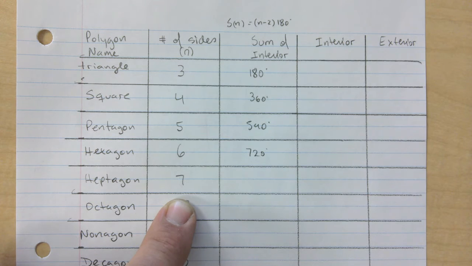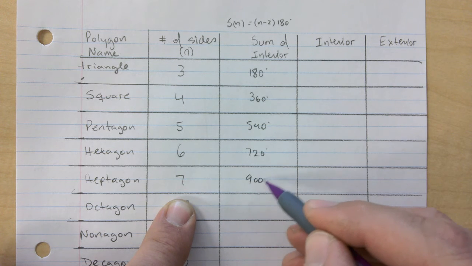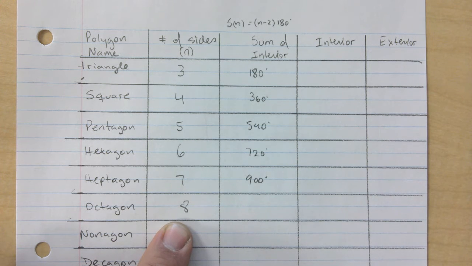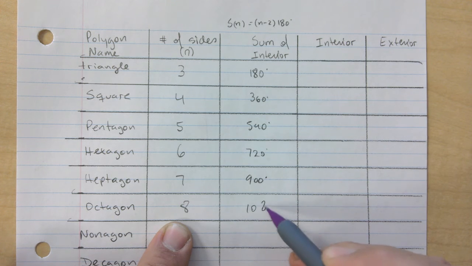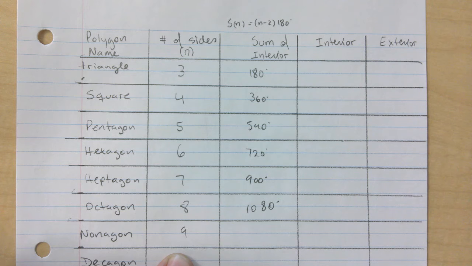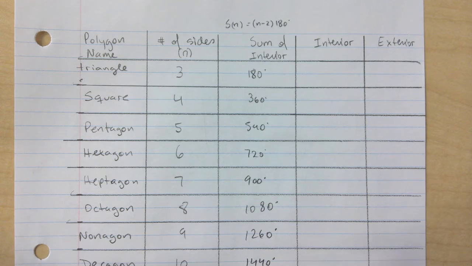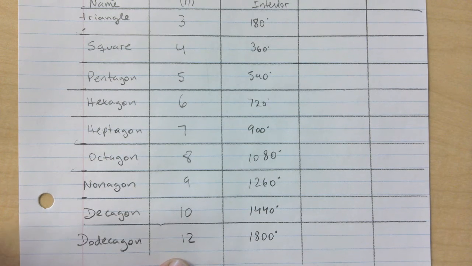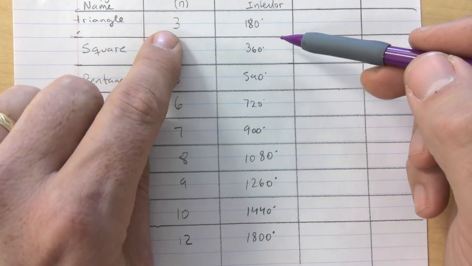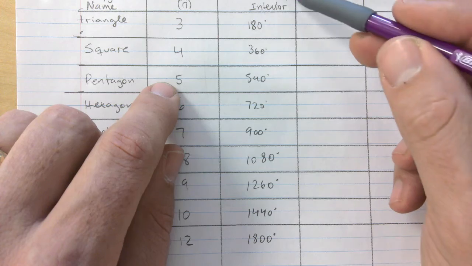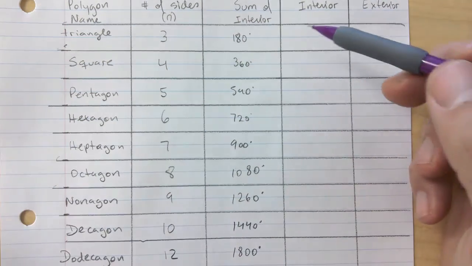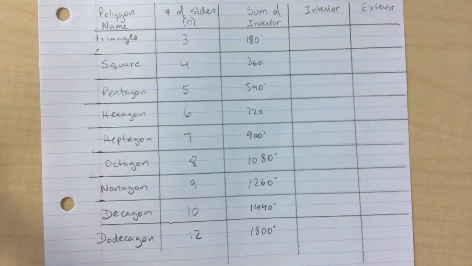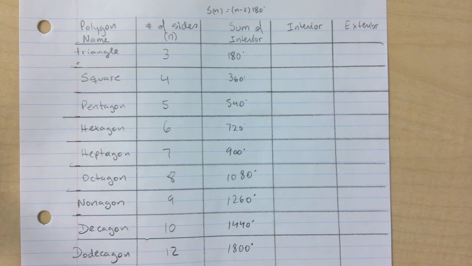So this would be 5 times 180, basically, 900. This would be 6 times 180, because I just go n minus 2, right? 1,080. That'd be 1,260. 1,440. And 1,800. Okay. So I always went n minus 2 times 180. I'm using that formula up there, essentially, to do this. Let me zoom out a bit so I can possibly fit it all on there.